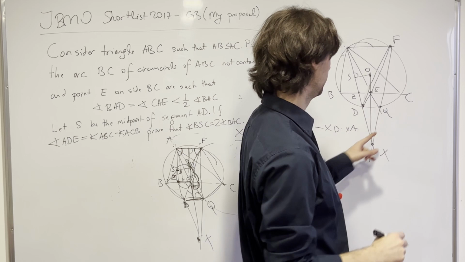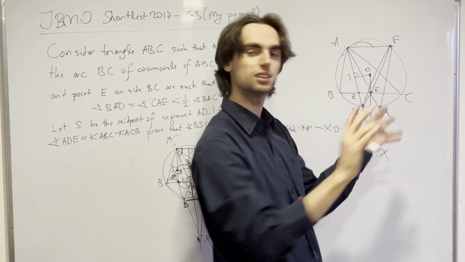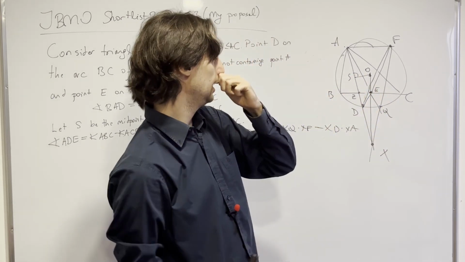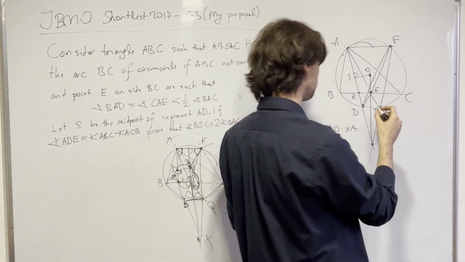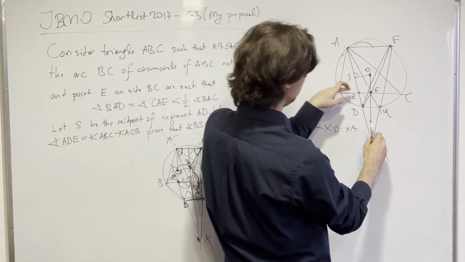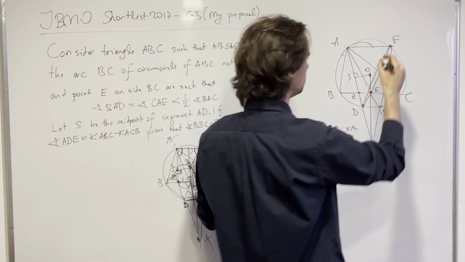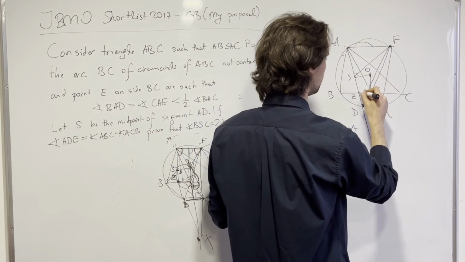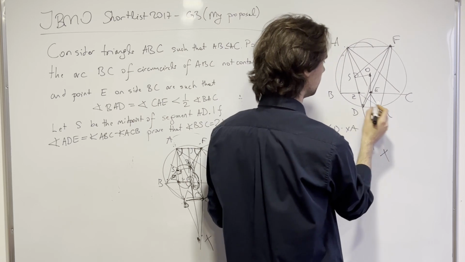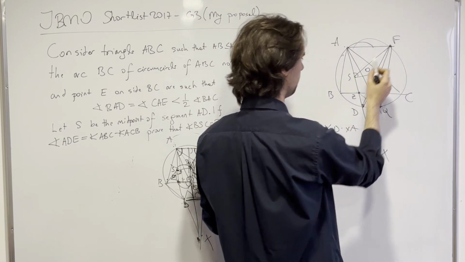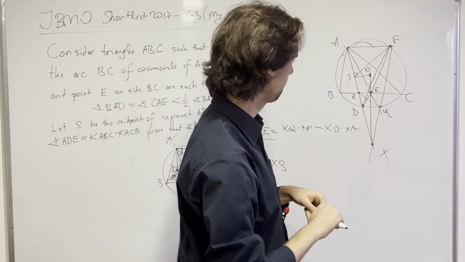So what do you get? Just pause now and try to push it forward. And the answer is, you now have this times this is equal to this times this, which gives you that these 4 points, Z, Q, F, S, are concyclic.